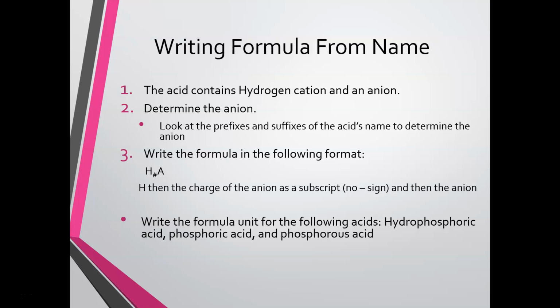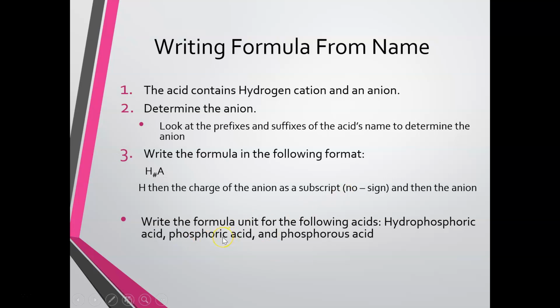So you're going to take whatever the charge of the anion is as the subscript for hydrogen. Now, based on that, I want you to write the formula unit for the following acids: hydrophosphoric acid, phosphoric acid, and phosphorus acid. Hydrophosphoric acid tells me this is binary because it starts with hydro. So that means I just have hydrogen and phosphorus. So I do my crisscross, I'm going to get my formula.